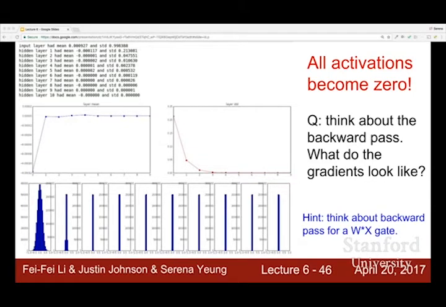And so because here we're multiplying by w over and over again, you're getting basically the same phenomenon as we had in the forward pass, where everything is getting smaller and smaller, and now the upstream gradients are collapsing to 0 as well.